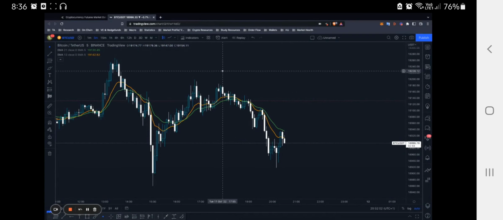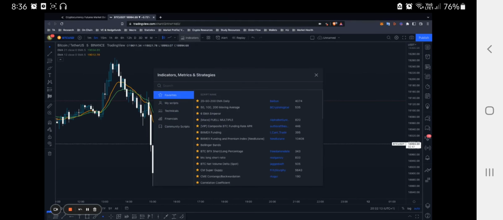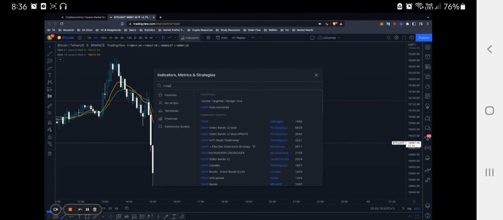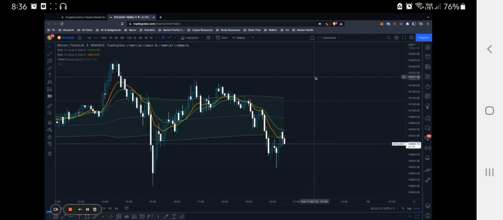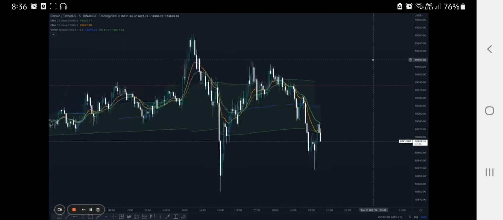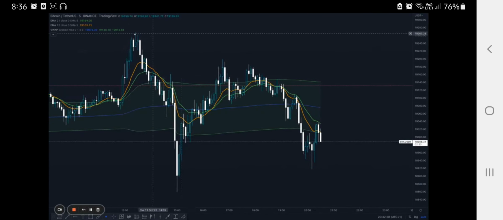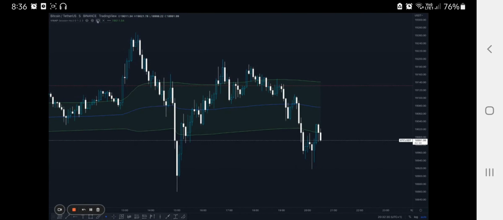All right, next we'll look at the volume weighted average price, or VWAP as it's known. So simply type in VWAP, and find it here on TradingView. And I'll remove the moving averages from before.